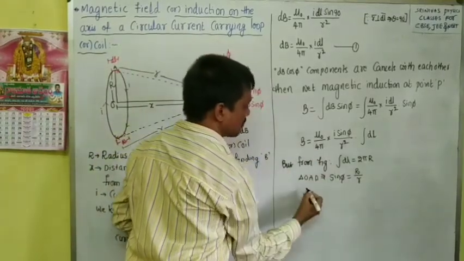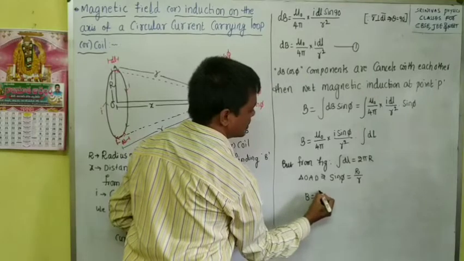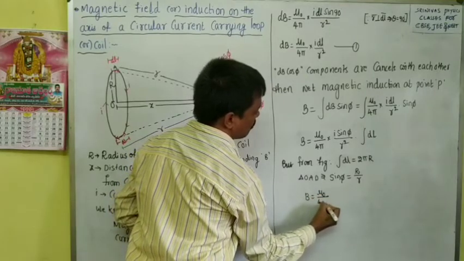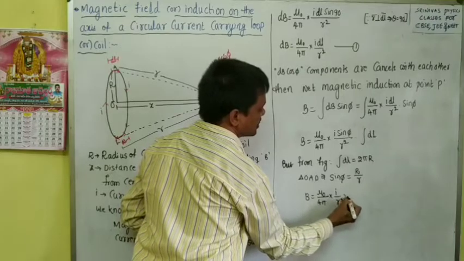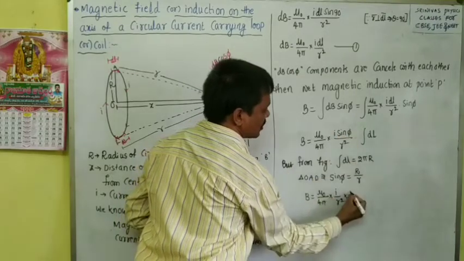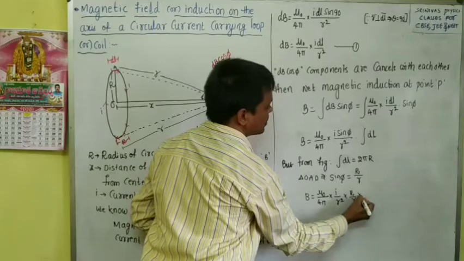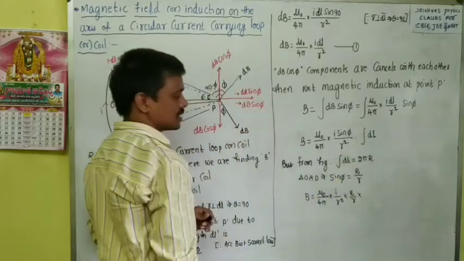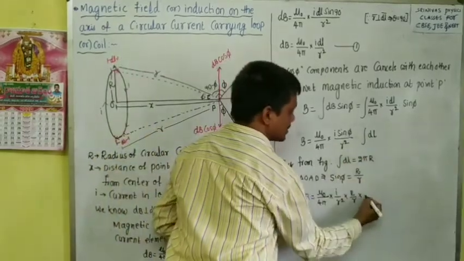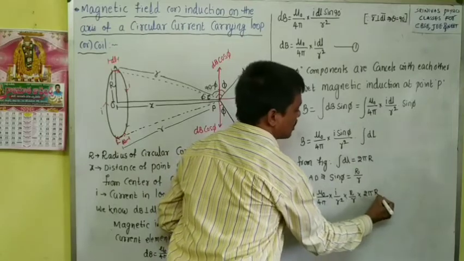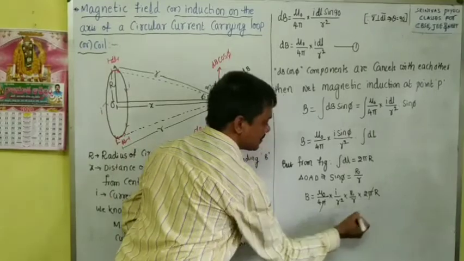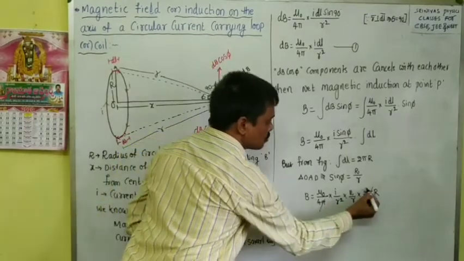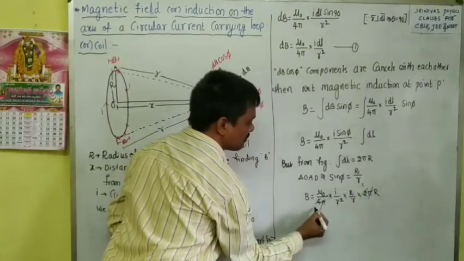These two we substitute in the above equation, then we will get the B formula as mu naught by 4 pi into I by r square, sin phi as capital R by small r, into integration dl, which is 2 pi R. Now we have to simplify this, then we will get the answer. This r cancels, and 2 by 4 gives 1 by 2.